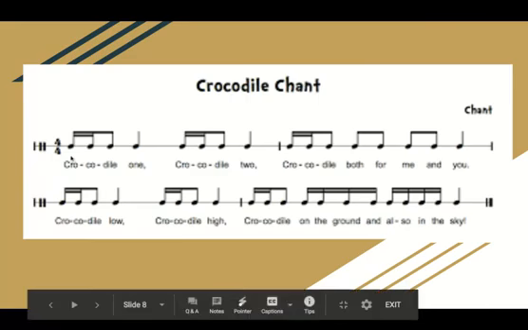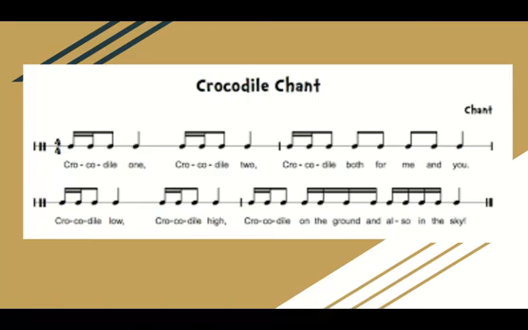Ah, it's flipped. So we have 16th, 8th. The perfect sound, again, it's going to be three syllables, and we're going to call it crocodile. So can you help me out with our crocodile chant this week?